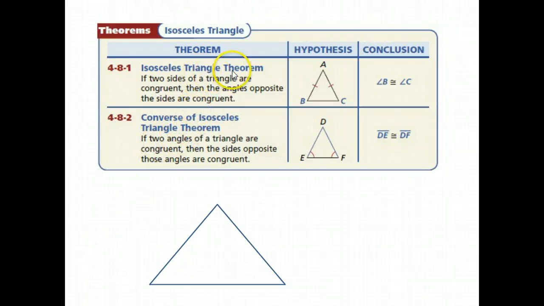Let's talk about the isosceles triangle theorem and its converse. So let's recall that an isosceles triangle is a triangle that has at least two congruent sides. The isosceles triangle theorem says if you have an isosceles triangle, then the angles opposite those sides are also congruent. So the angle opposite this congruent side, or this angle here.